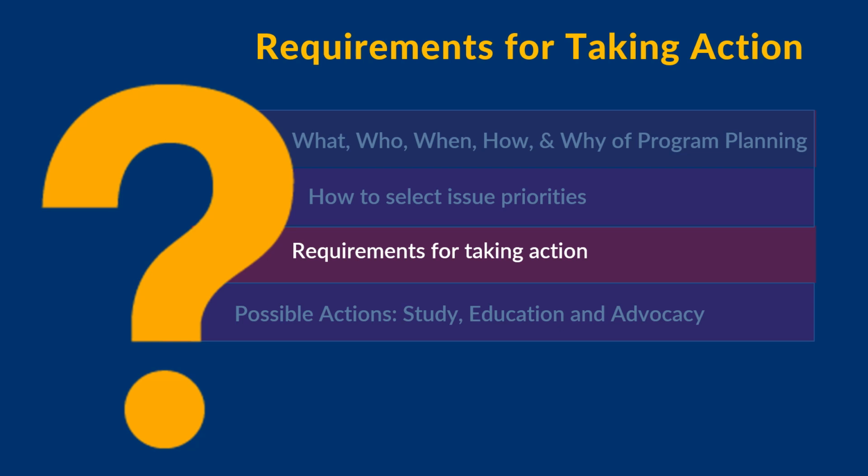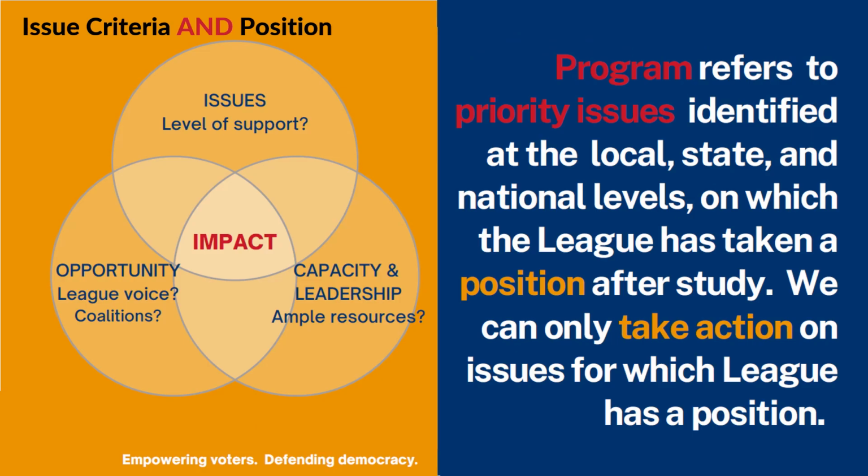Once we have selected our issue priorities, we need to determine if we meet the basic requirements for taking action on those issues. This ensures we are basing our action on league research and principles and are sufficiently informed on the issue. When considering taking action on an issue, we need to look beyond the criteria we use to select our priority issues. The most important requirement is to ensure that our league has adopted a league position related to that issue and that it has done its homework in order to speak knowledgeably about it. We can take action only if we have a position for that issue.